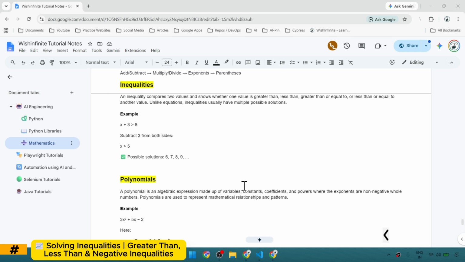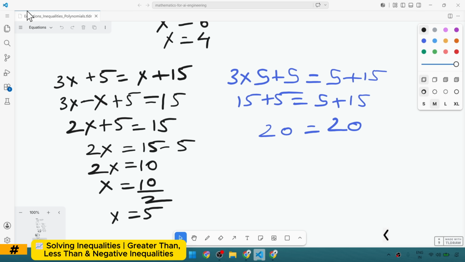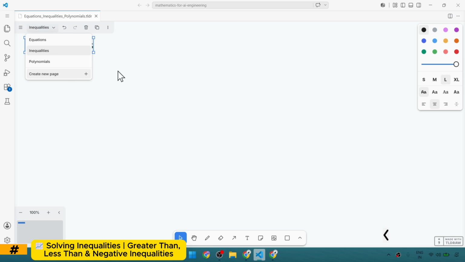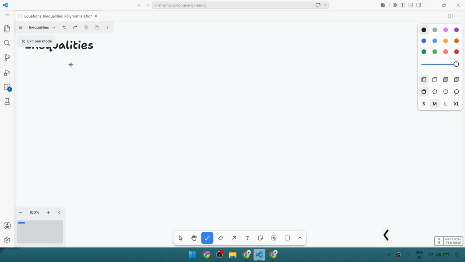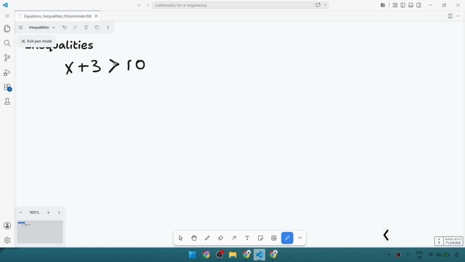Now let's see some examples of inequalities and how to solve inequalities. Let me open one separate page which is for inequalities. So here we have one example, which is x plus 3 is greater than 10. Here we are not using the equal to sign, we are using this greater than symbol, where the expression at this particular side where the arrow mouth is open should be greater than the expression at the other side where the arrow mouth is closed, which is this one. So x plus 3 should be greater than 10.